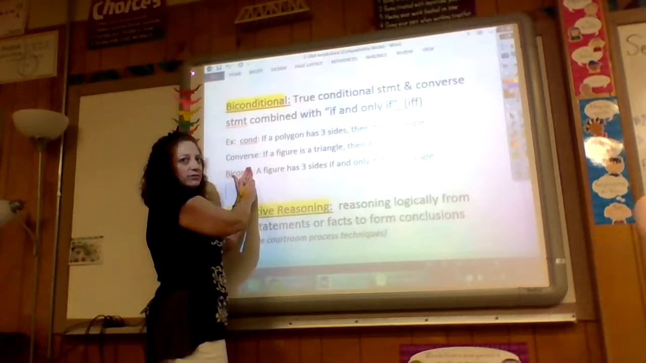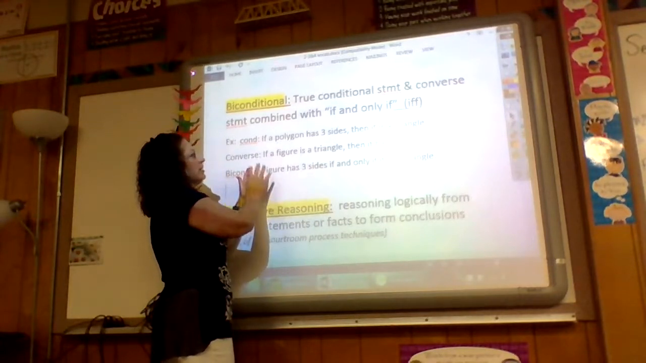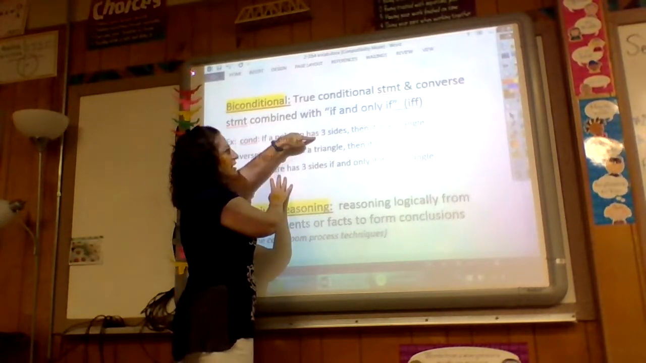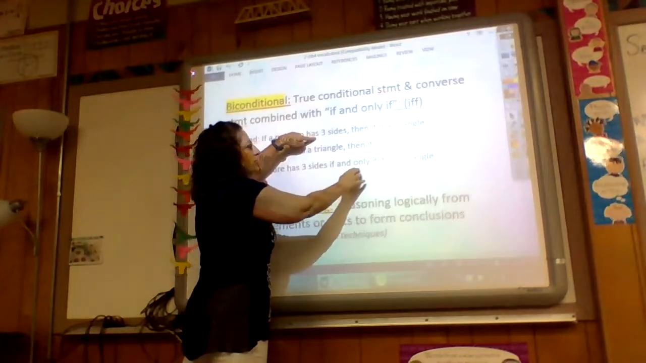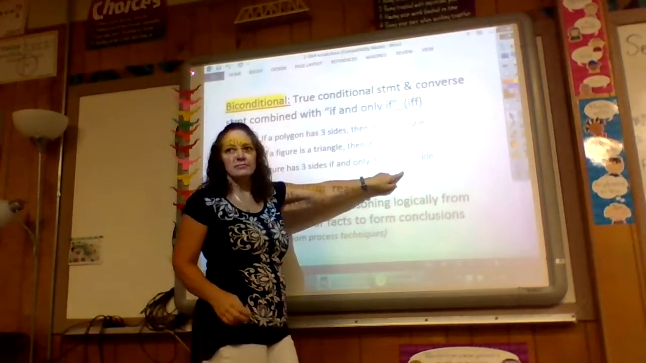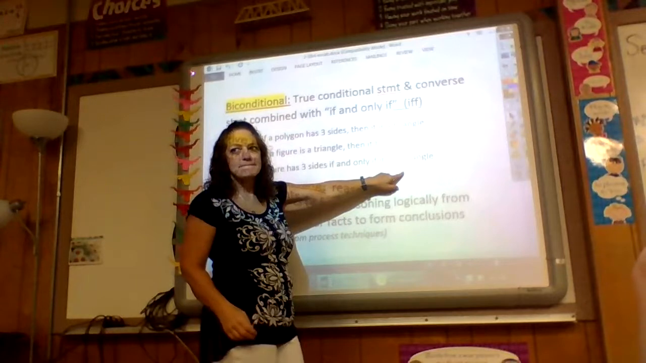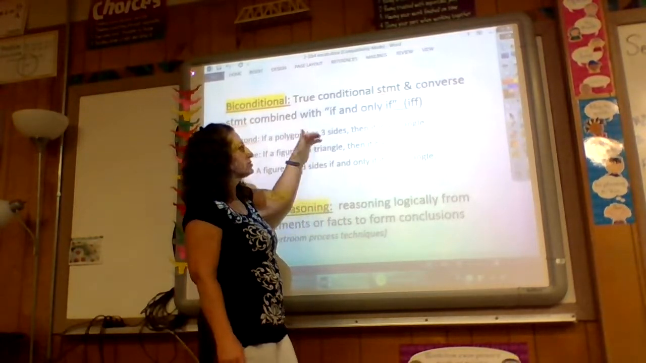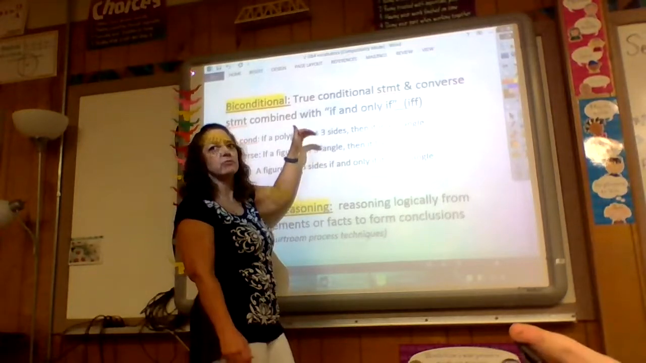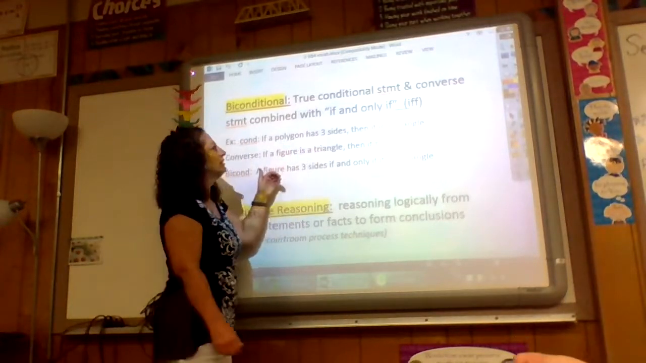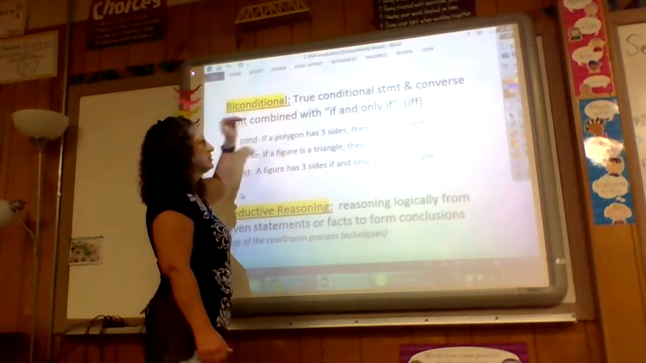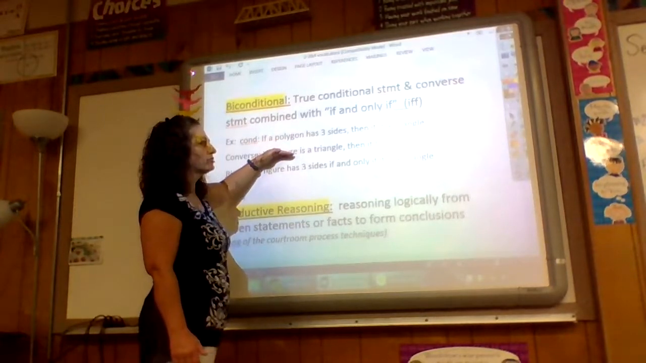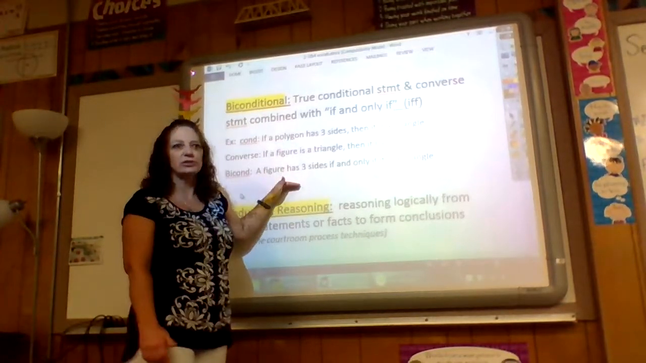So it doesn't start with if, it has if in the middle. It could be: a figure has three sides if and only if it is a triangle. That wouldn't work with squares and quadrilaterals, though. Correct. That's why some conditional statements and converse will work and some will not. So you will have to read to make sure that your original conditional and your converse both are true in order for the biconditional to be created.